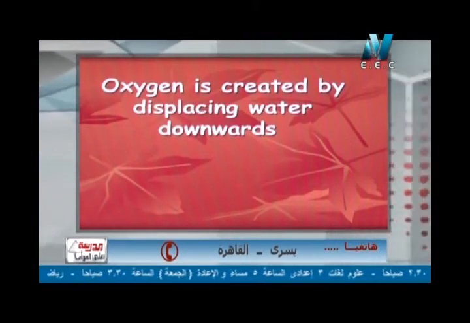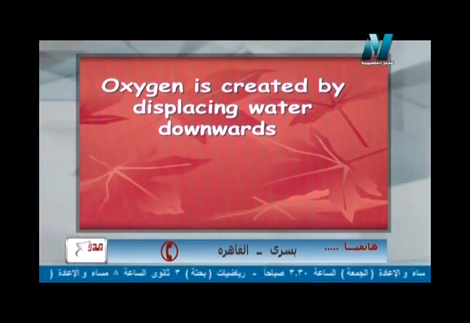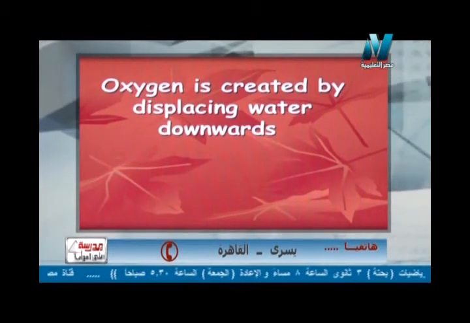The question says oxygen is collected by displacing water downwards. Because it is scarcely dissolved in water. Because oxygen is scarcely dissolved in water.